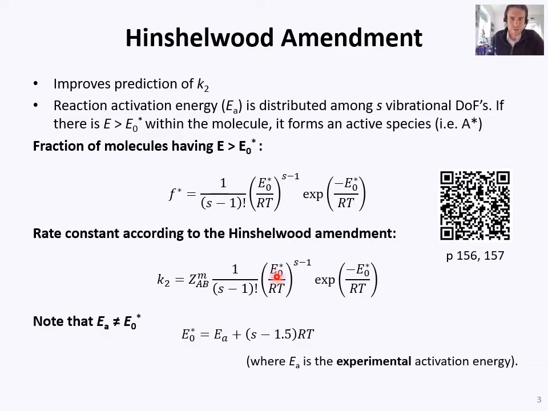The key point here is that this E star 0 is not the same as the activation energy for the reaction. It's actually a little bit bigger, and this is the relationship here. If you want to see that being derived, have a look at the e-book that I was talking about at the beginning, the chemical kinetics book, on pages 156 and 157, which show this being derived.